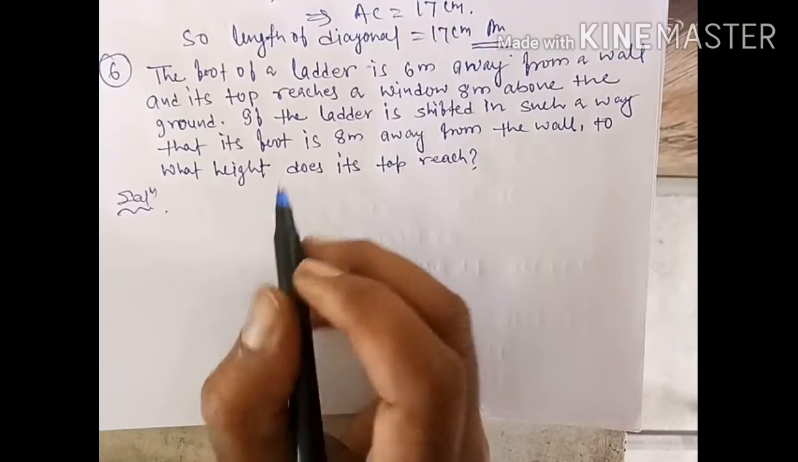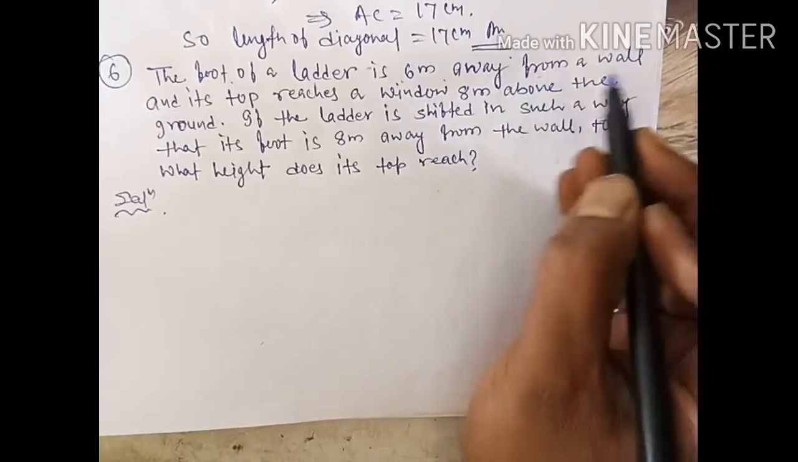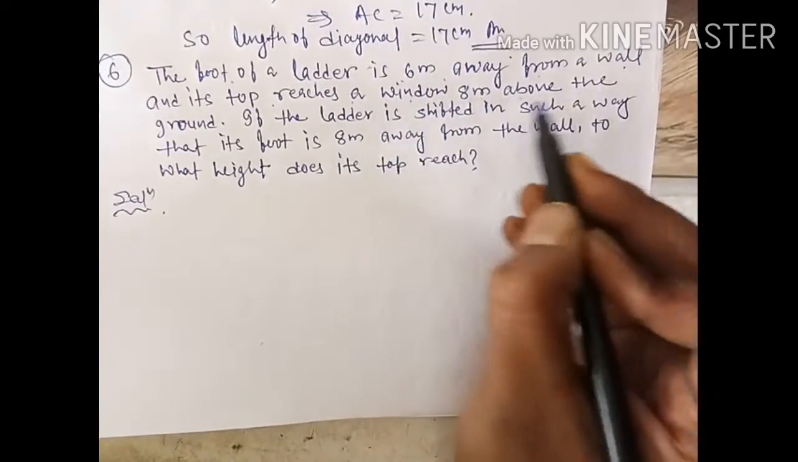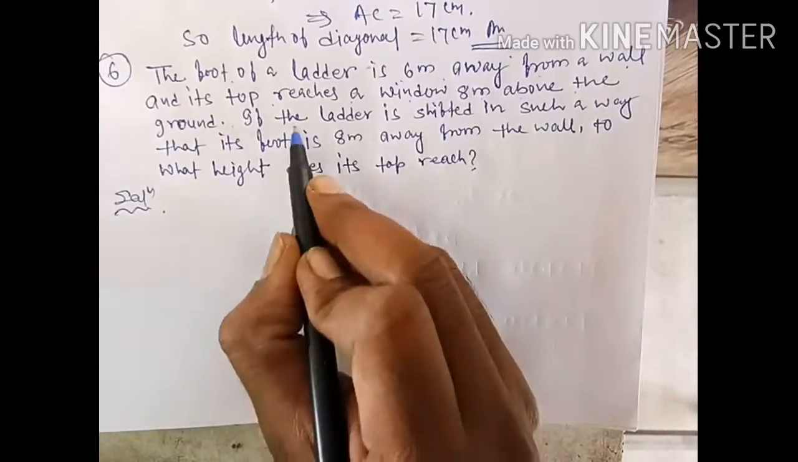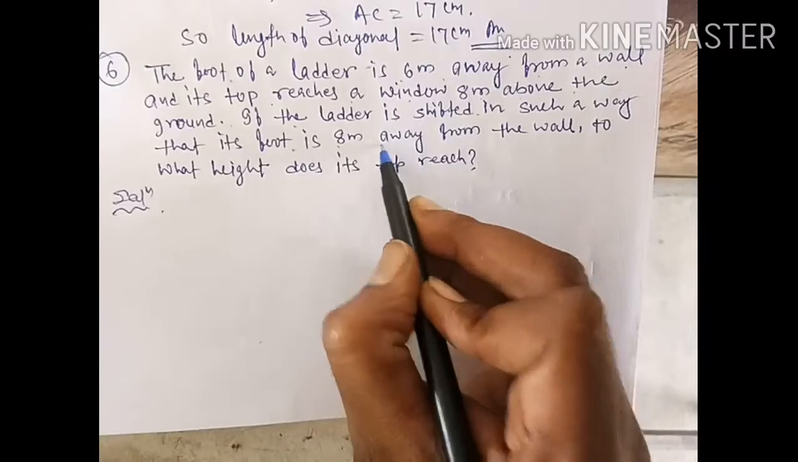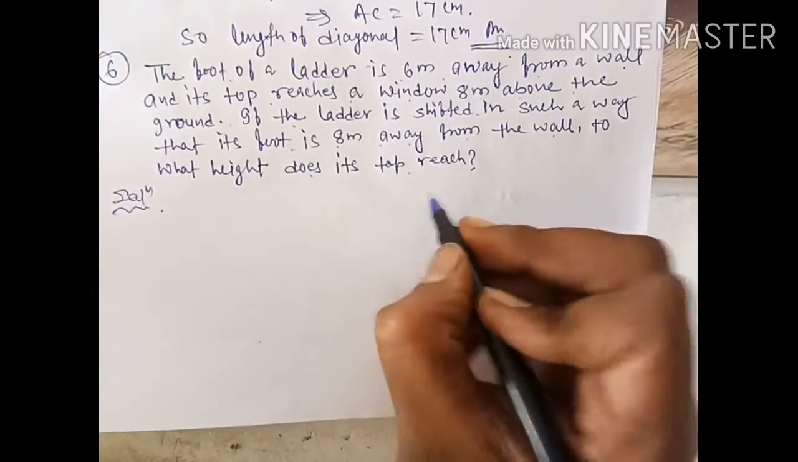Here in question number 6, the foot of a ladder is 6 meter away from a wall and its top reaches a window 8 meter above the ground. If the ladder is shifted in such a way that its foot is 8 meter away from the wall, to what height does the top reach?